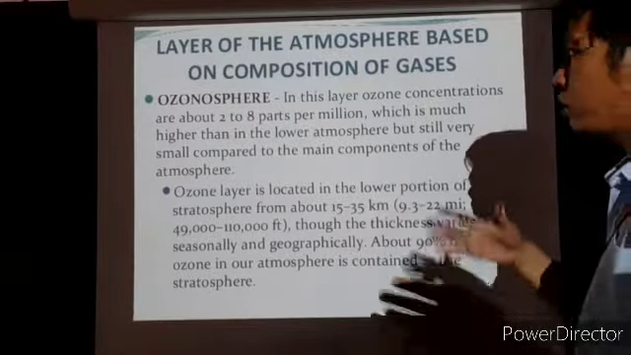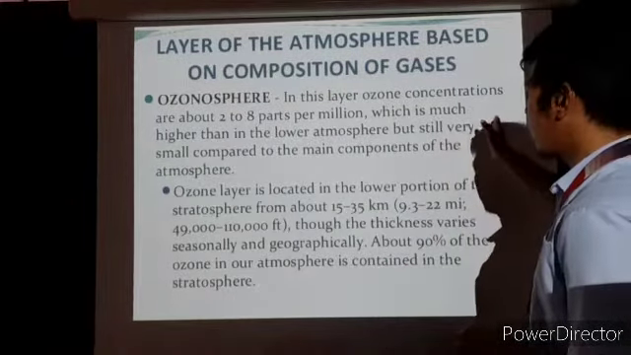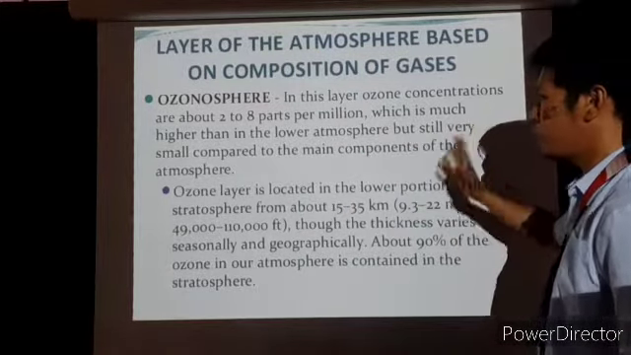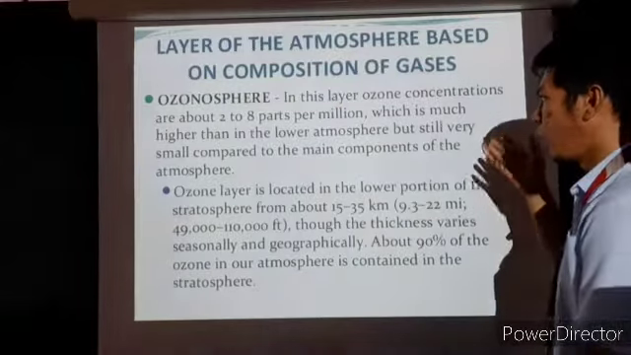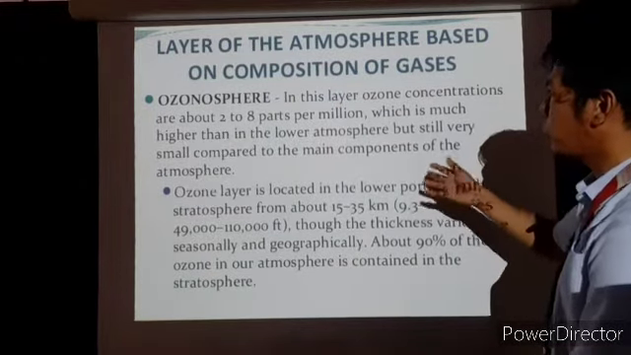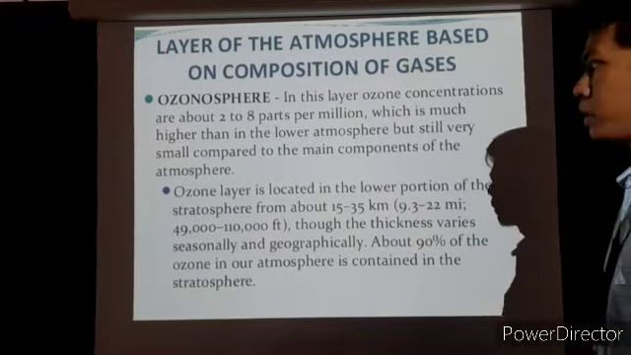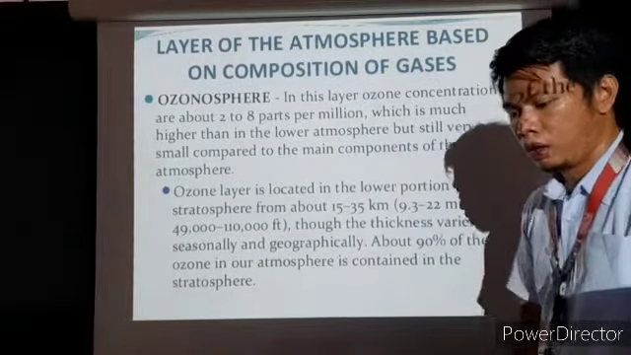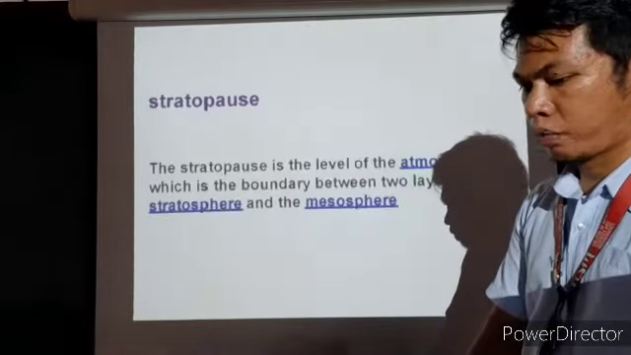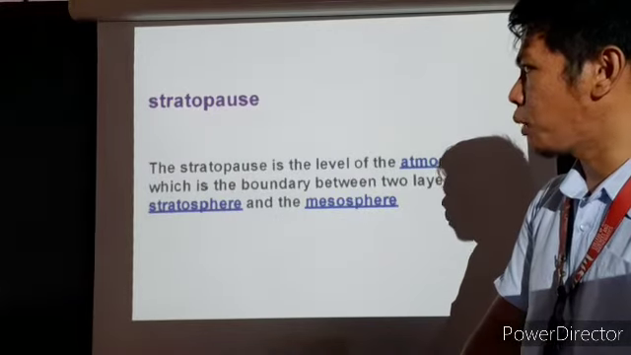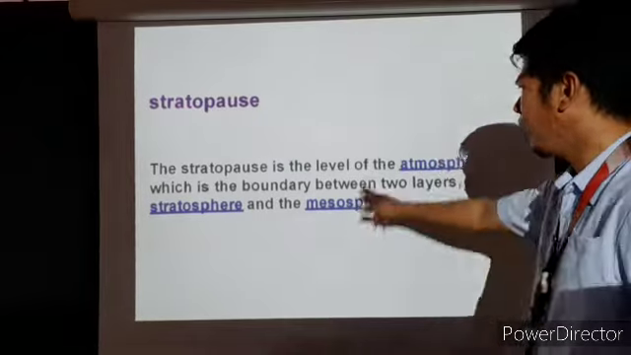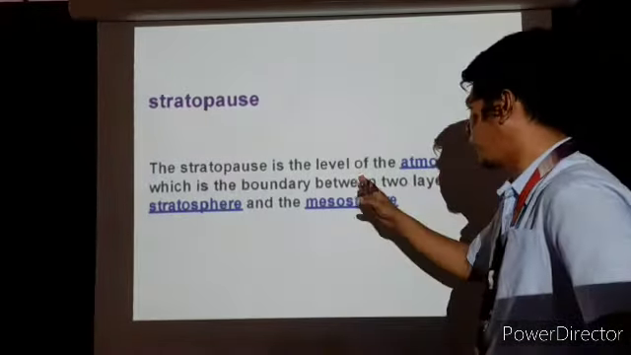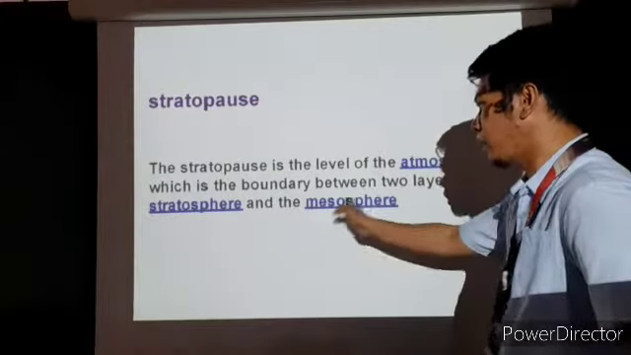Okay, so we have the ozonosphere. In this layer, ozone concentrations are about 2 to 8 parts per million, which is much higher than in the lower atmosphere, but still very small compared to the main components of the atmosphere. The stratopause is the boundary between the two layers, the stratosphere and the mesosphere.